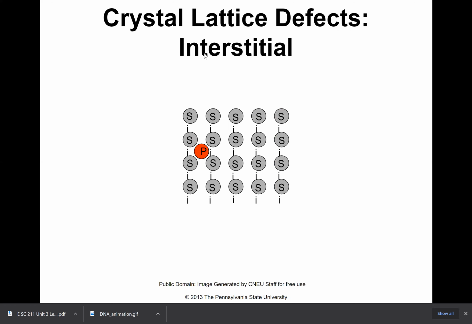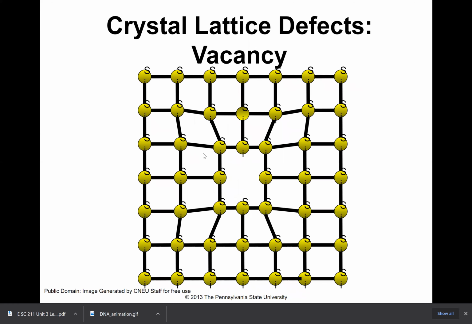Another type of defect is called interstitial. It's inside, where it's not supposed to be. These are supposed to be Si's, so it's in between there. Another one is called a vacancy, where there's supposed to be an atom right here in this hole, but it's missing.